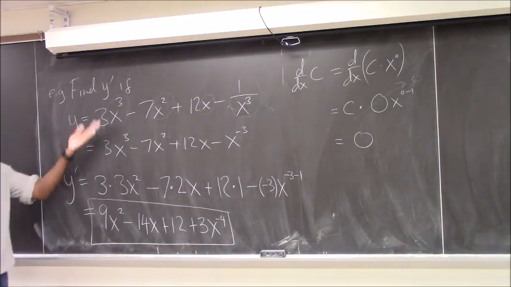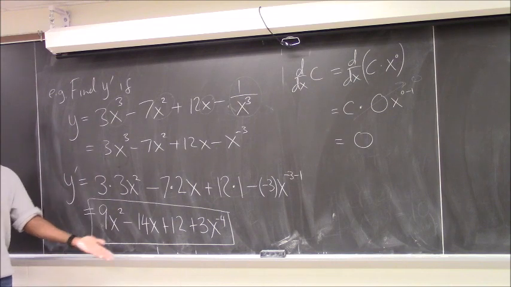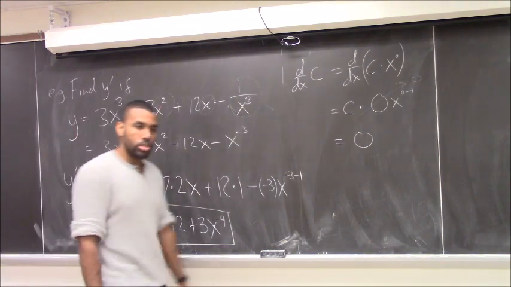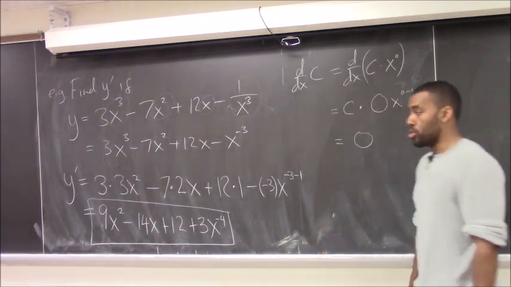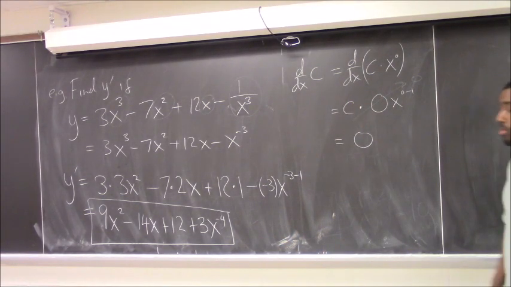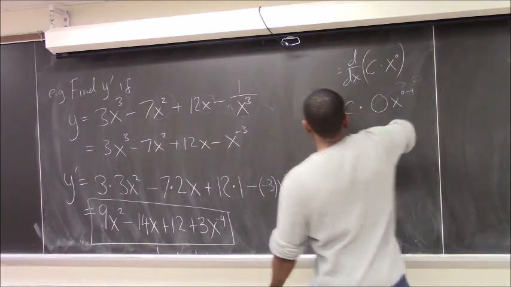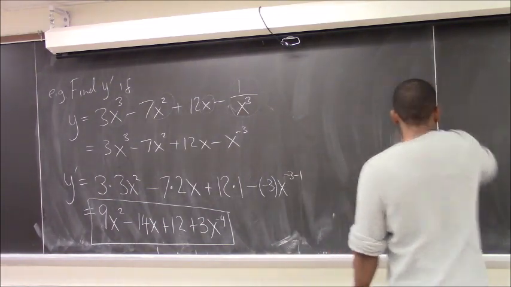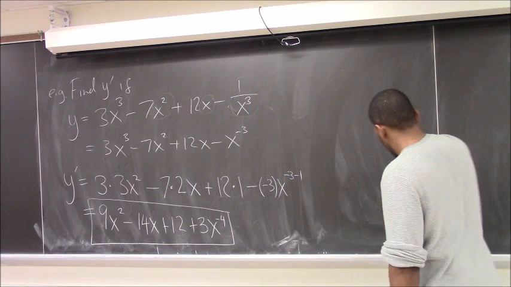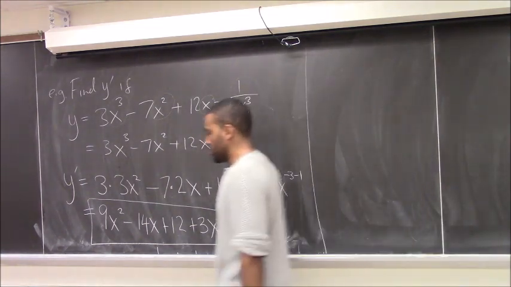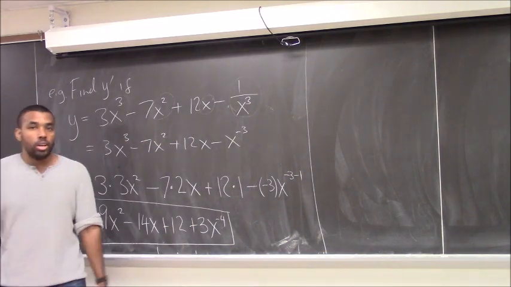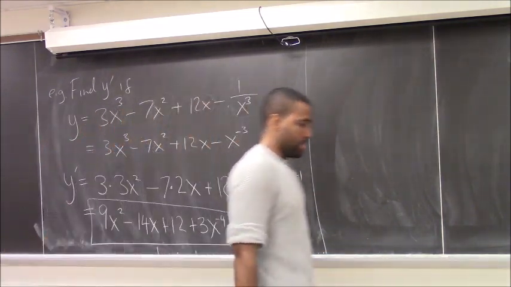So if this is my function, that gives you my slope. Clearly a lot easier than it would have been with the limit definition. So that's called the power rule. Very important rule. Let's do some other rules.